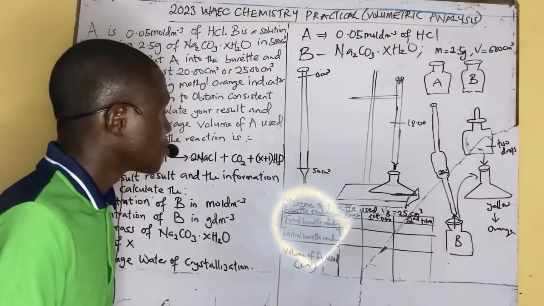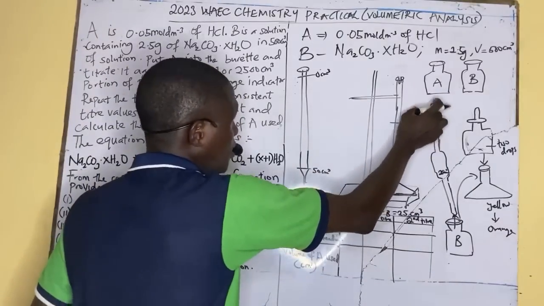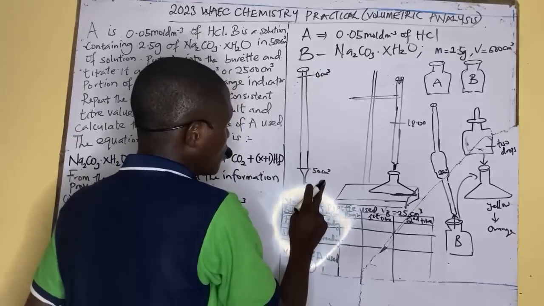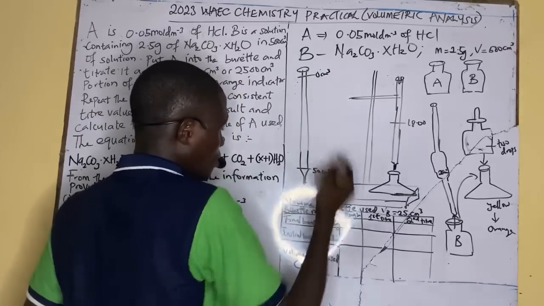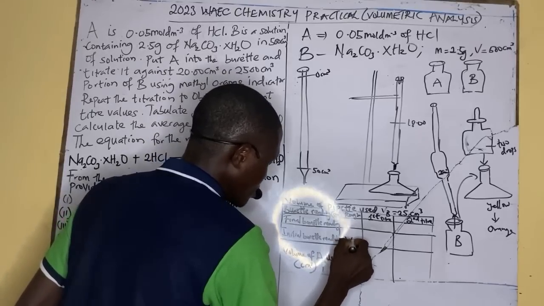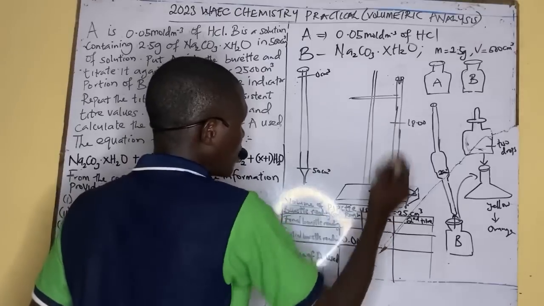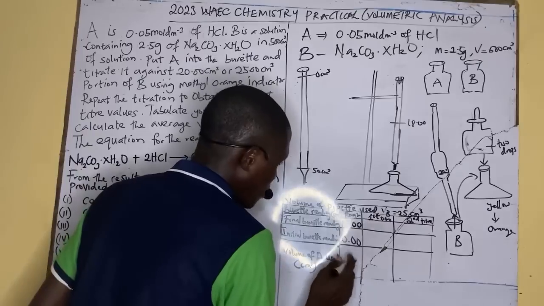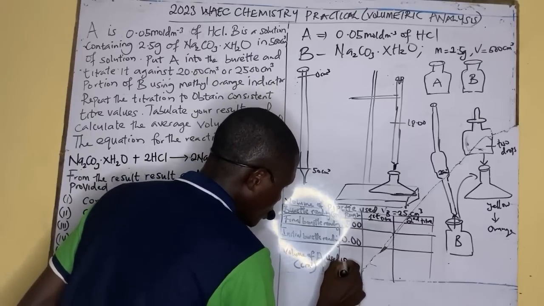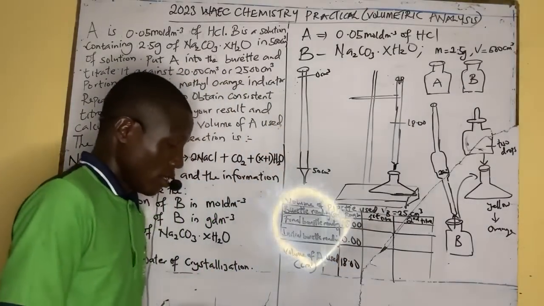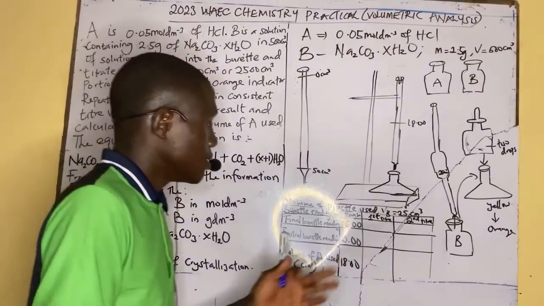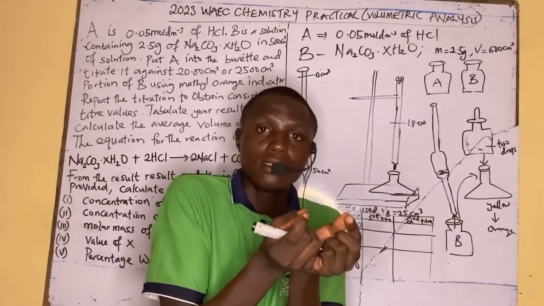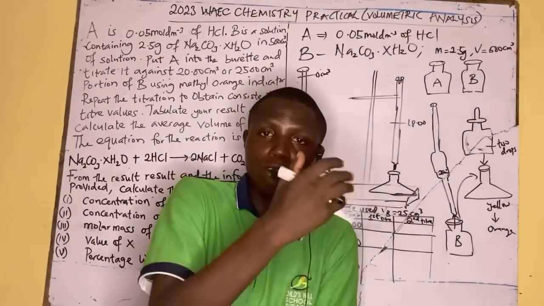Now the rough I'm having here, the initial, I told you this is from 0 to 50. So if my initial reading is 0.0, and I'm having my rough to be 18.00, my volume here will be 18.00. Because of this, my rough is just to give you a clue of where the volume of the acid, or the volume of A, lies.